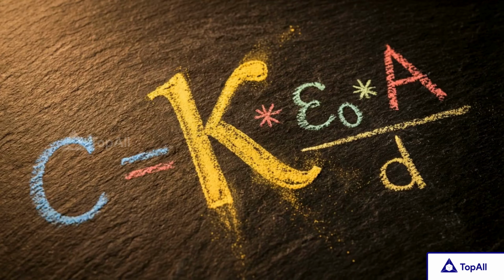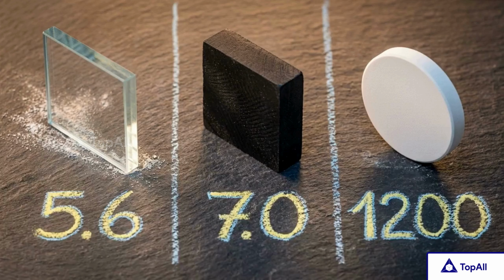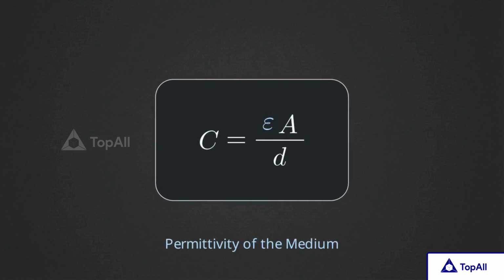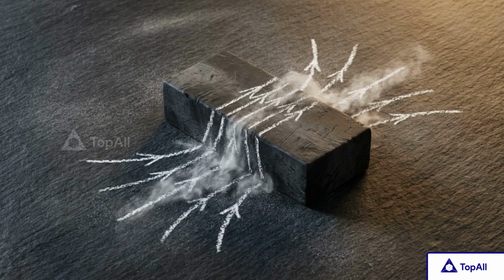Looking at this modified formula, the scale of that climb is dictated entirely by a property called the dielectric constant, or K. This is a unique multiplier for every material that dictates exactly how strongly it polarizes and drops the voltage. When we multiply the vacuum baseline by this constant K, we get the permittivity of the medium, a single value representing how well that specific material tolerates an electric field.